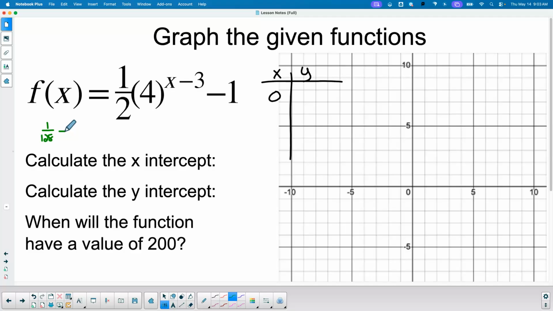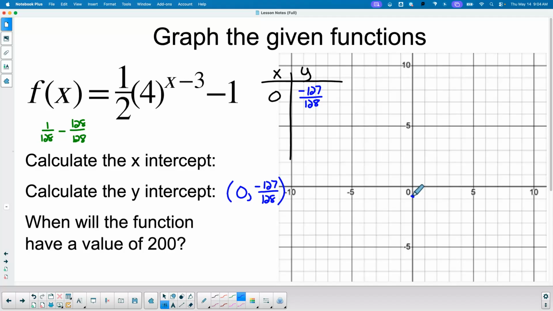But instead of writing it as 1, what am I going to write it as? 128 over 128. So my y-intercept is at 0, comma, negative 127 over 128. Goofy fraction, yes? But what's it almost equal to? Negative 1, right? So it's down right tight to negative 1.